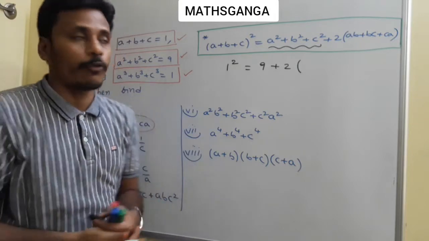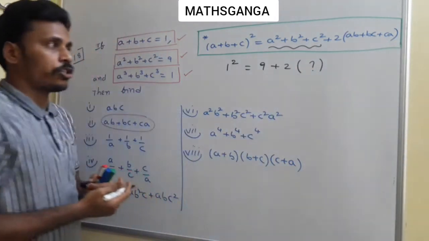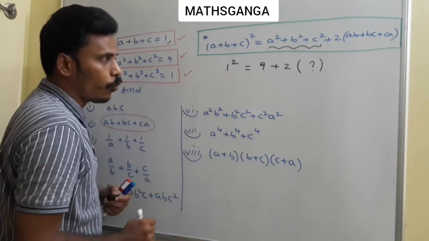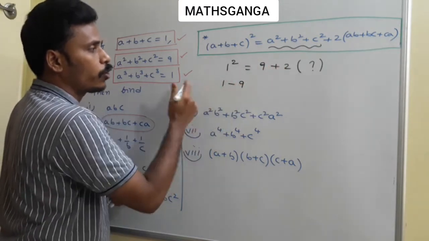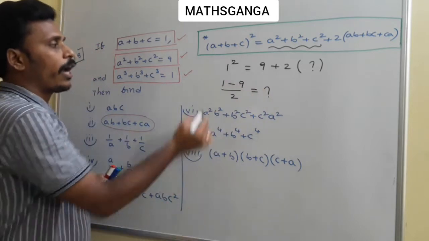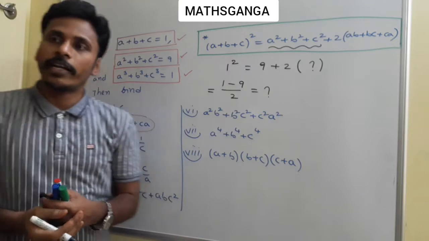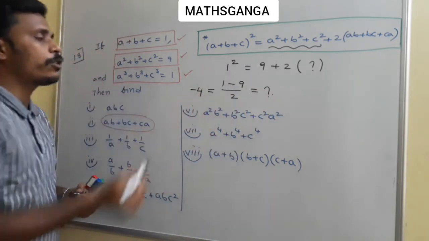That's what we are going to find. For some time take it as a question mark, because we need to find it. And this 1 square is 1. If you send 9 this side, it is 1 minus 9. If you send 2 this side, divided by 2, is equal to the question mark. If you calculate it, 1 minus 9 is minus 8, divided by 2 is minus 4. At the end, this question mark value is minus 4.